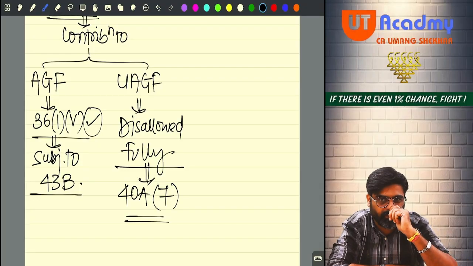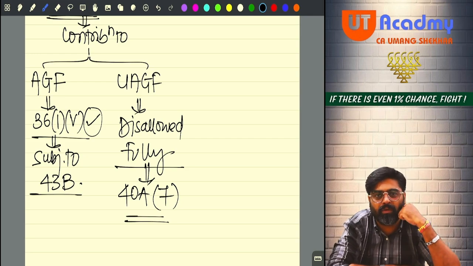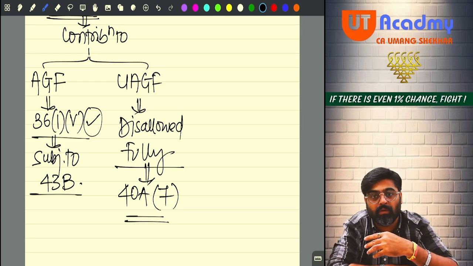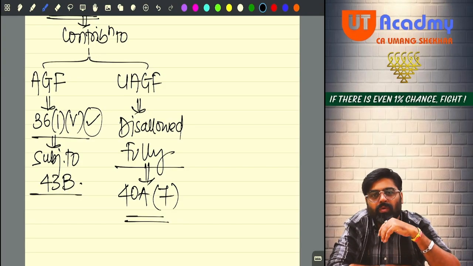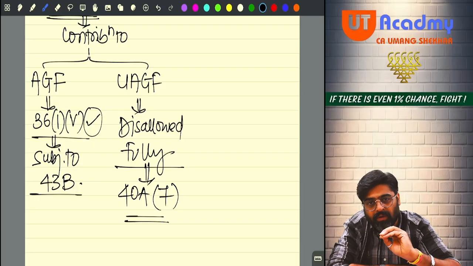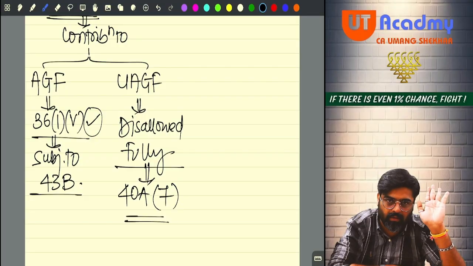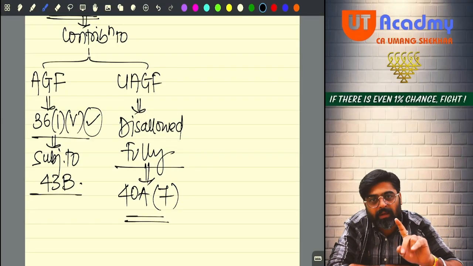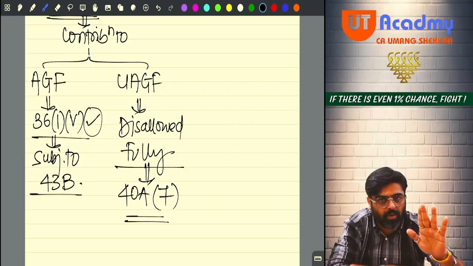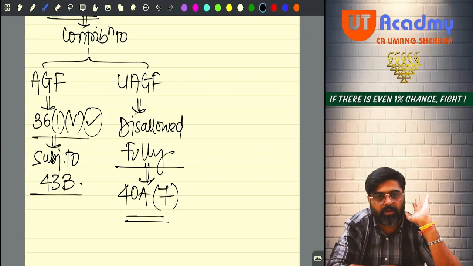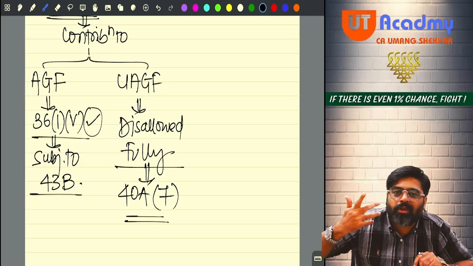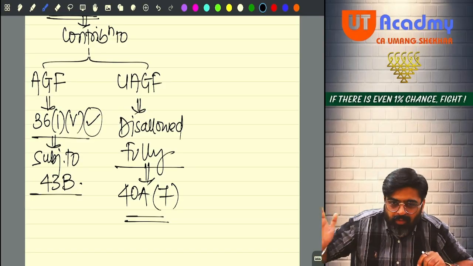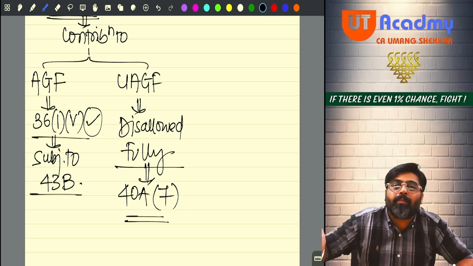Wait. Forget about these two things right now. Are you liable to create approved gratuity fund account? No, you are not liable. Have you made unapproved gratuity fund? No, you have not created an unapproved gratuity fund also. So meaning that right now, no amount contributed by you, neither in approved gratuity fund nor in unapproved gratuity fund.